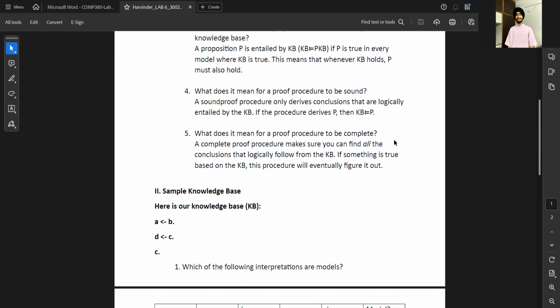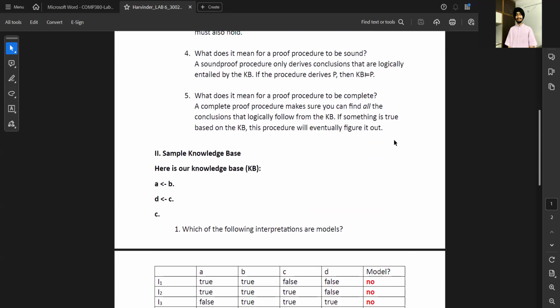Move to the fourth question. What does it mean for a proof procedure to be sound? A sound proof procedure only derives conclusions that are logically entailed by the knowledge base. If the procedure derives P, then the proposition P is logically entailed by the knowledge base KB.